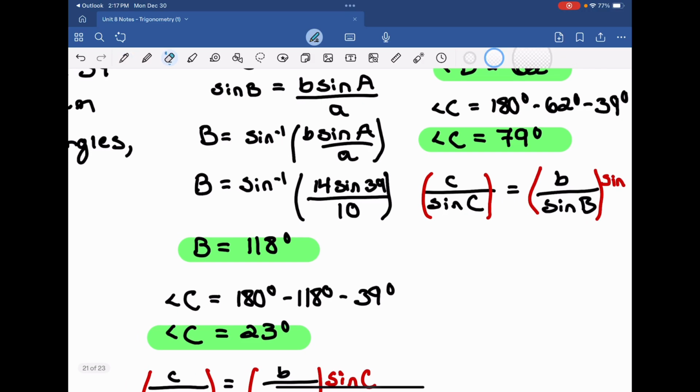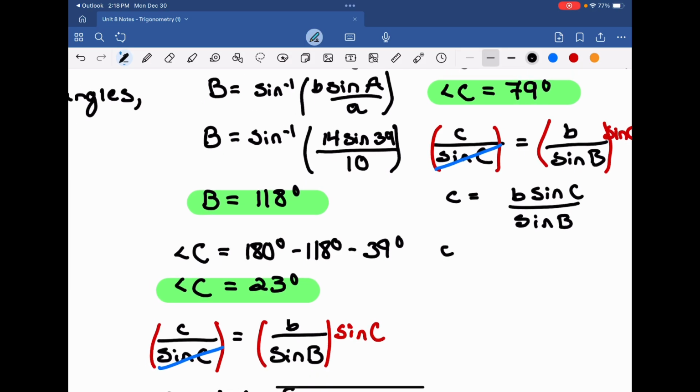Ooh, it's a little squishy here. I'm going to try to squeeze that in there. Sine of C. There we go. It's going to cancel from my left here. This is going to be C is equal to B times sine of C all over sine B. And then we're going to get that C is equal to B, which is 14, times sine of C.